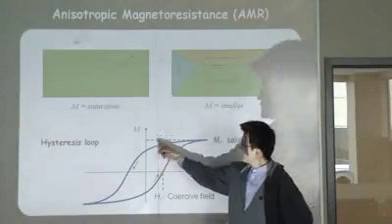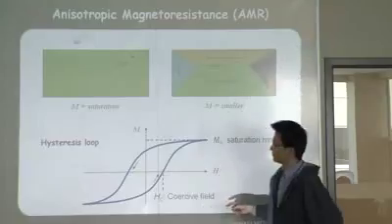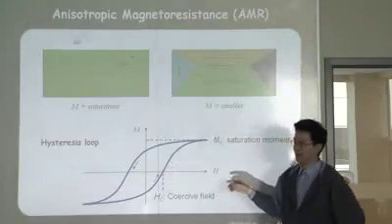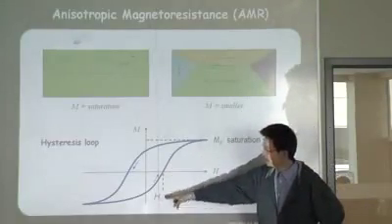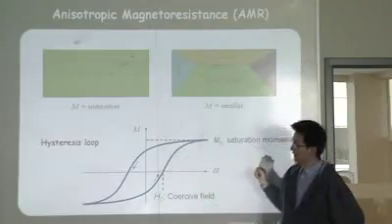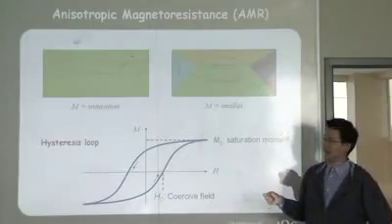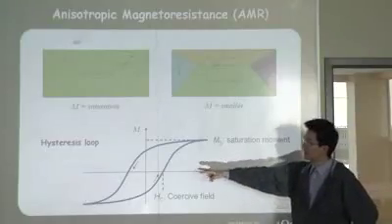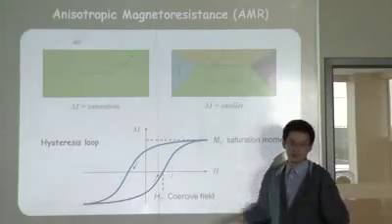At a certain point, the system will go to zero magnetization. This position is known as the coercive field, this field. And you can consider it as a switching field. That's when the magnetization changes sign.